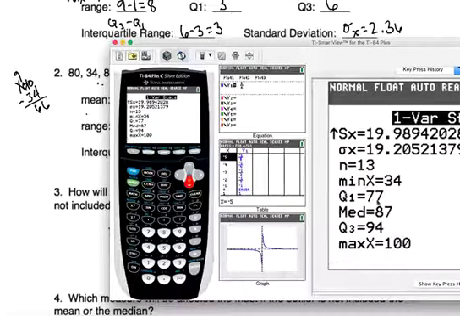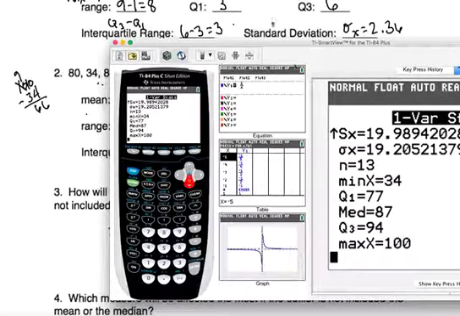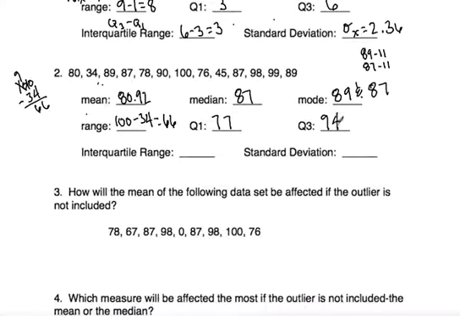Your Q1 is found on your calculator. For this question, it's 77. Your Q3 is found on your calculator. For this question, it's 94. Your interquartile range is not found on your calculator, but your Q3 and your Q1 are useful to find your interquartile range. You're going to do Q3 minus Q1. So in this case, 94 minus 77. So 14 minus 7 is 7, 8 minus 7 is 1, so 17.